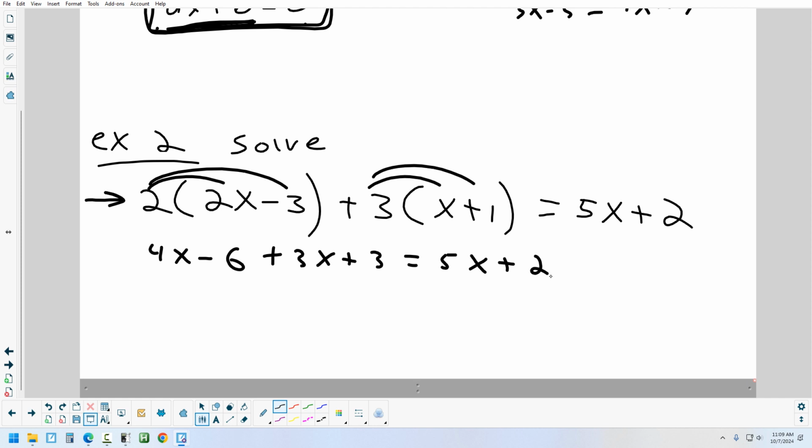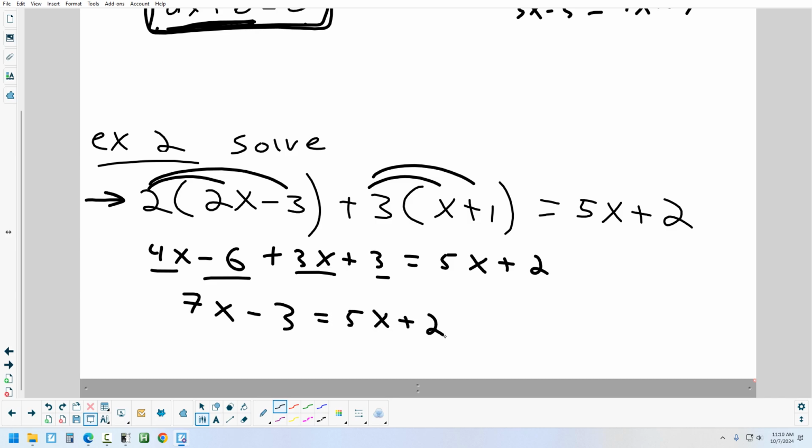Something else I would do first to simplify what we have there. Would you just add the 3x to the 4x? Okay, we can add the 3x and the 4x. Add the 3 to the negative 6. Yeah, add the 3 and the negative 6. So we get minus 3. So that's good. Combine our like terms.